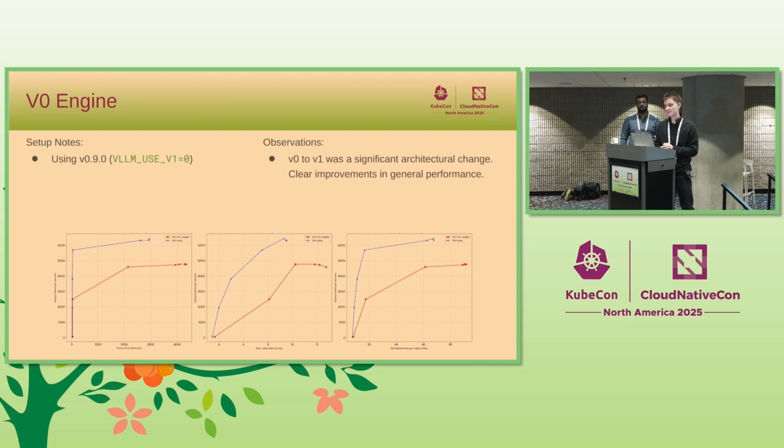First variation is the V0 engine. So we used vLLM 0.9.0. Base case was 0.11. And again, we just specified that environment variable. We superimposed the old results in blue. The new results are in red. And again, like we expected performance degradation, and that's what we observed.